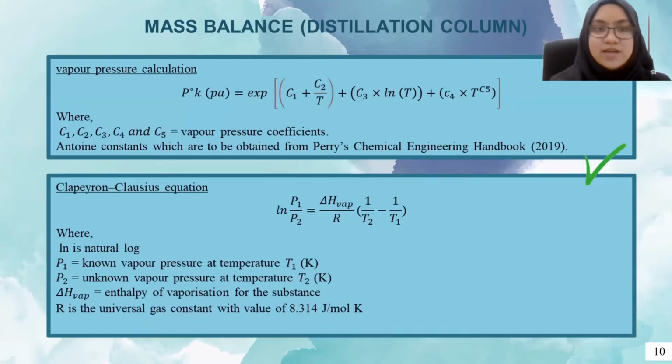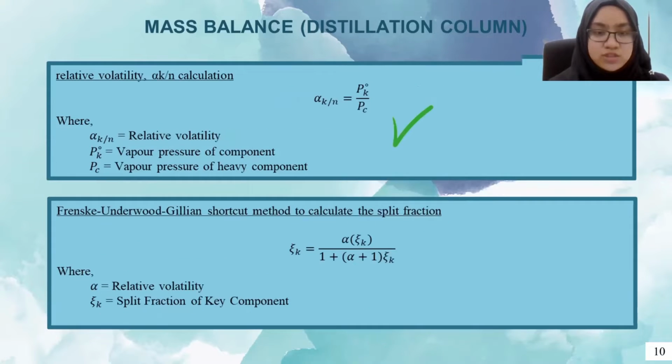Next, we'll look at the extended calculations for distillation column. We first calculated the vapor pressure using the Antoine constants. We also had to use another calculation for the vapor pressure of hydrogen using the Clausius-Clapeyron equation as shown on screen, due to the temperature constraints.